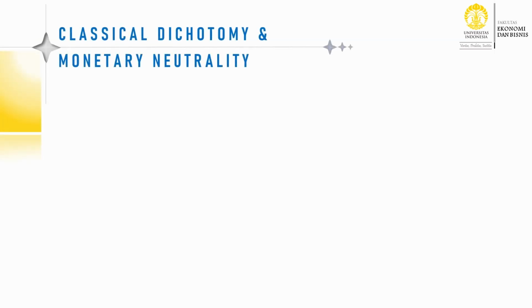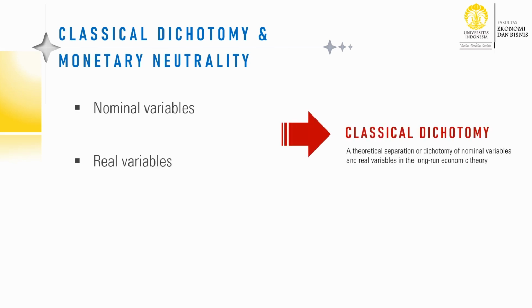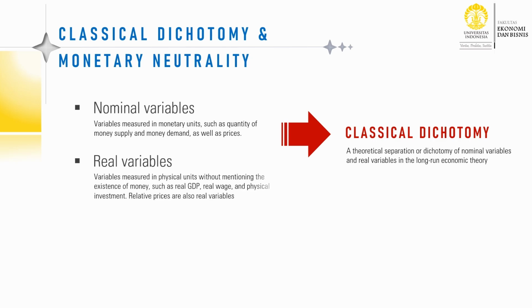Our discussion of the quantity theory of money has further emphasized the classical concepts, which are the so-called classical dichotomy and money neutrality in the long run. There is a theoretical separation, or dichotomy, of nominal variables and real variables in the long-run economic theory. Nominal variables are variables measured in monetary units such as the quantity of money supply and money demand as well as prices, while real variables are variables measured in physical units without mentioning the existence of money, such as real GDP that depends on technology and factor supplies, real wage in the labor market that equals the marginal productivity of labor, and investment that refers to the physical unit of capital goods rather than the financial asset value.